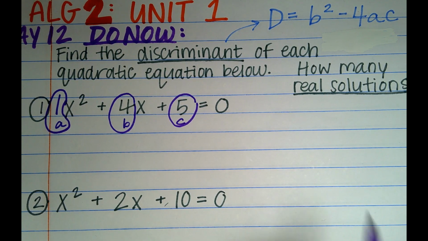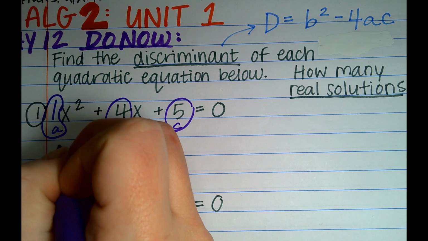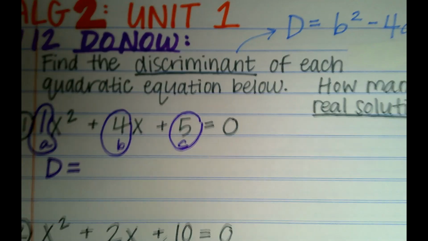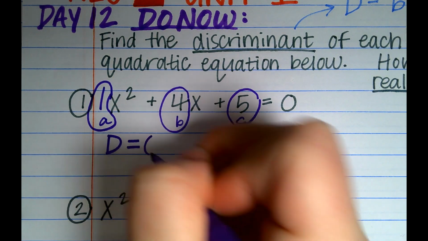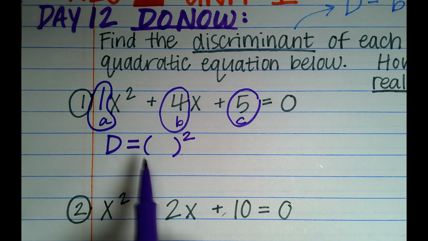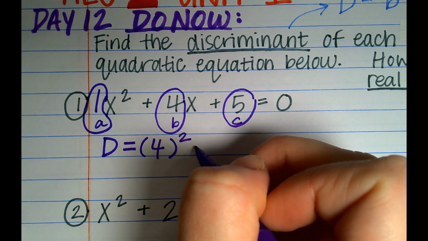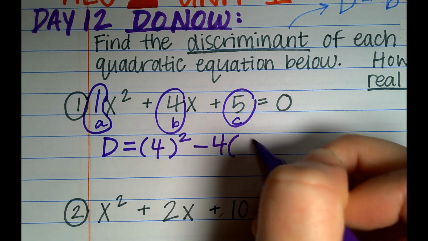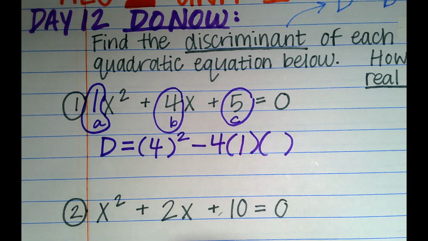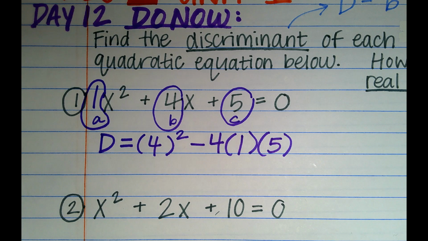So what will I do next? Perfect. We're going to plug the numbers into the formula. We have B squared minus 4 times A times C. So what goes in the squared position? 4. So I have 4 squared minus 4 times A times C. My A is 1, my C is 5. So I've got all of my values plugged in.